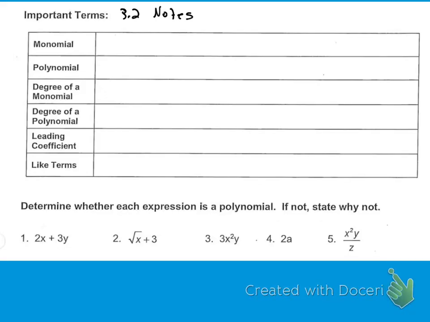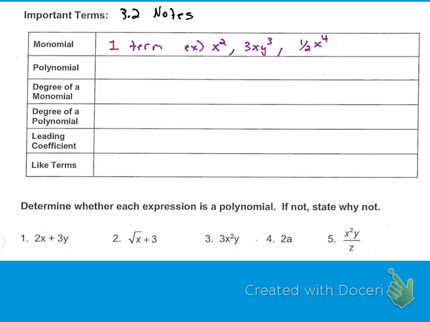These are your 3-2 notes. Okay, so first, right here, monomial. Monomial is one term. All right. Example would be x squared, 3xy cubed, 1/2 x to the 4th.